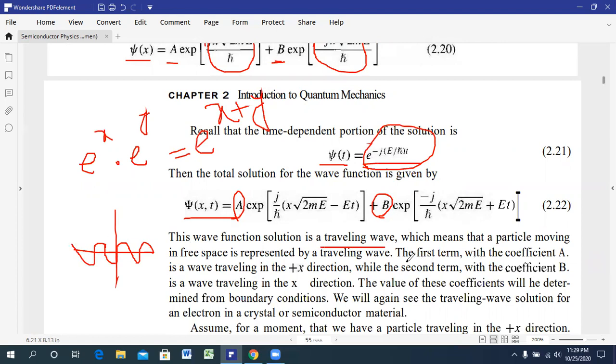Look, here they have also explained these things. The first term with the coefficient a is the wave function traveling in the plus x direction. Whereas the second term, the one with coefficient b, is traveling in the minus x direction, isn't it? The values of these two coefficients will be determined with the boundary conditions. I have told these things previously.